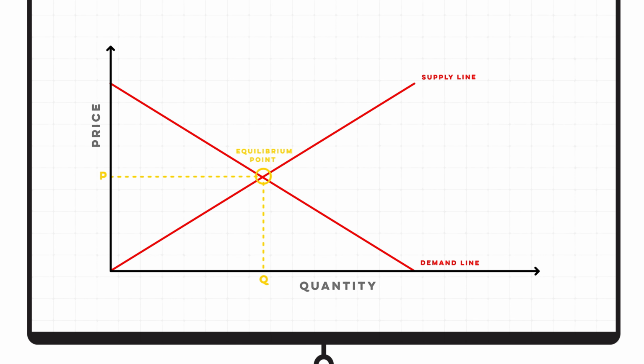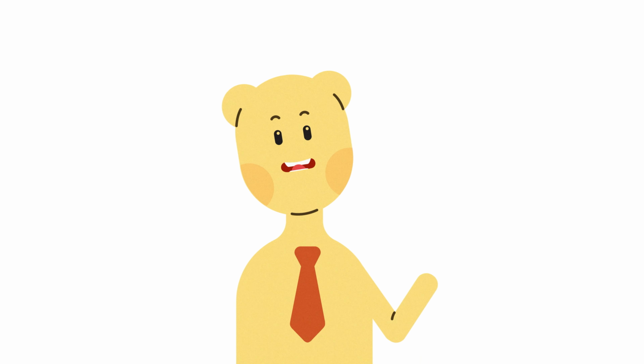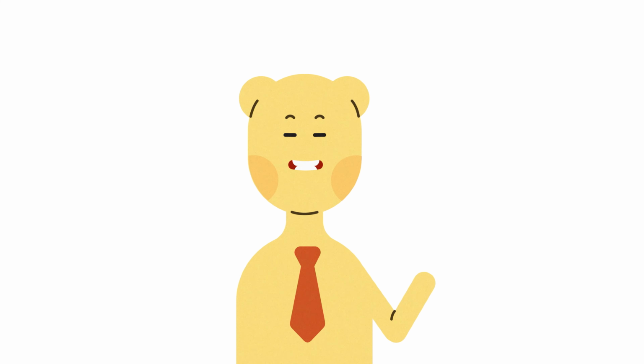Next time you encounter market changes, use supply and demand diagrams to predict price and quantity adjustments and understand market dynamics better.